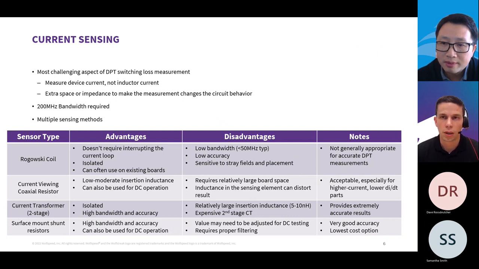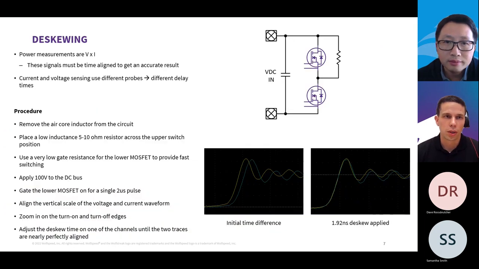Yes, definitely. That can actually have a very significant effect. So what we do is a process called deskewing. Scopes have this built into them, where you can shift traces relative to each other in time. And it's incredibly important with silicon carbide to do that.